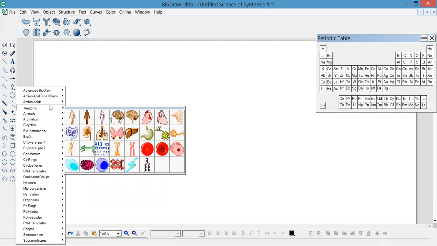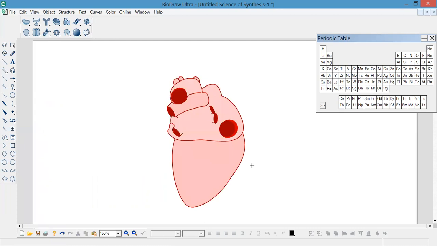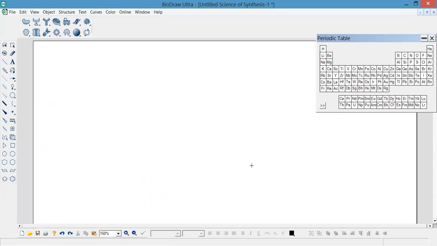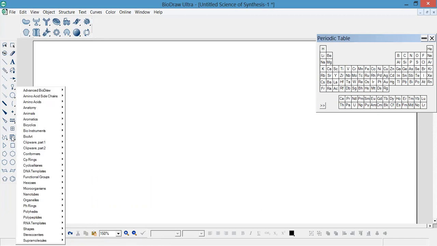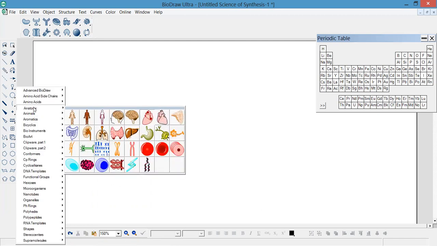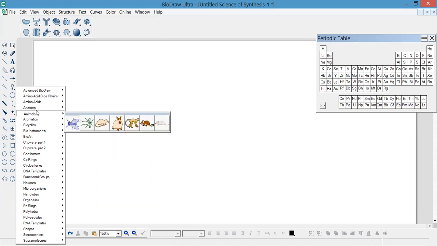These are the human anatomy structures. By using this you can draw the structure of kidney, heart, for example. This is the structure of heart. This is the main toolbar. These include the different major systems of the human being, that is brain, kidney, GIT, like this. These are the different experimental animals like rabbit, mouse, monkey, like this.